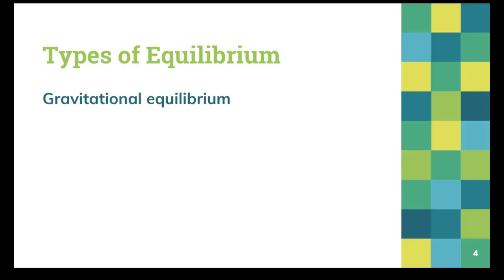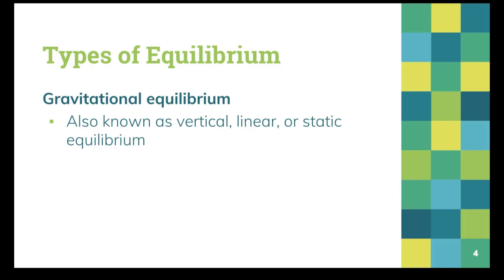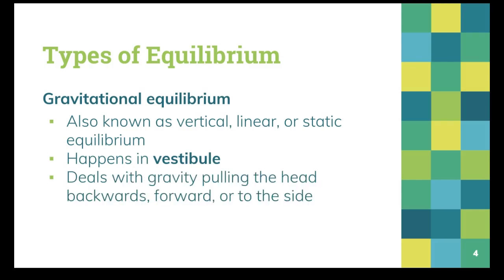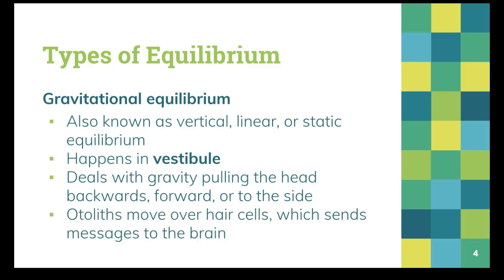Moving on to the second one, which is gravitational equilibrium, which can also be called vertical or linear or static. It's basically when we just move our head from side to side, up and down, forward and backwards. And it happens in the vestibule.